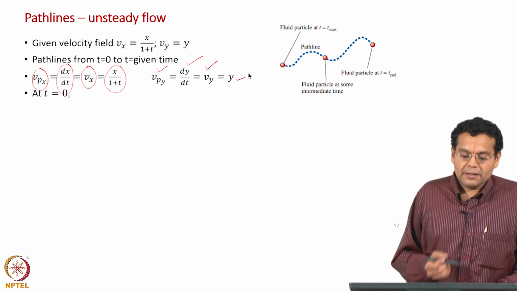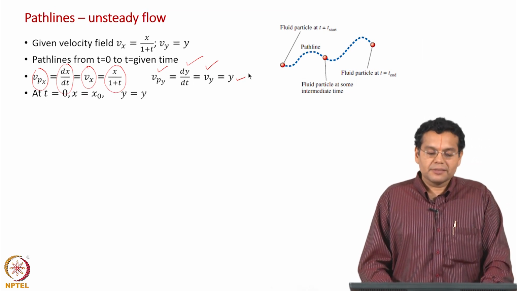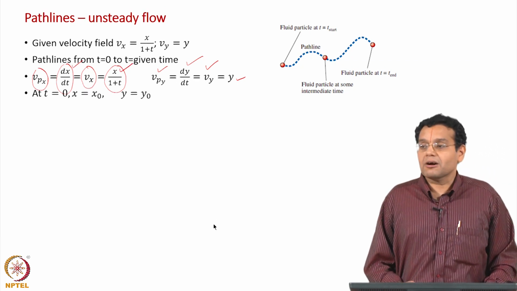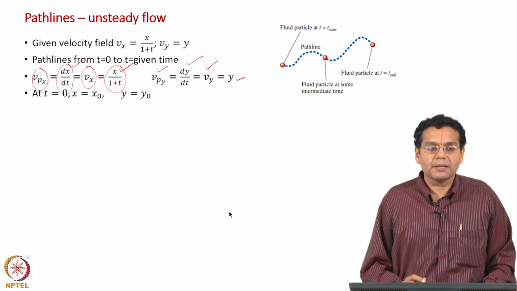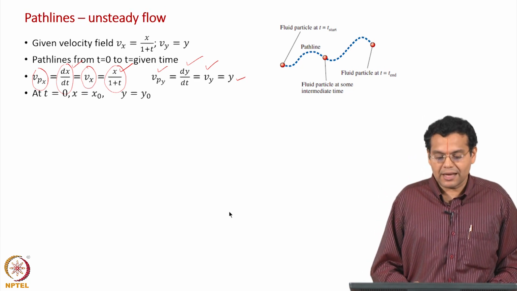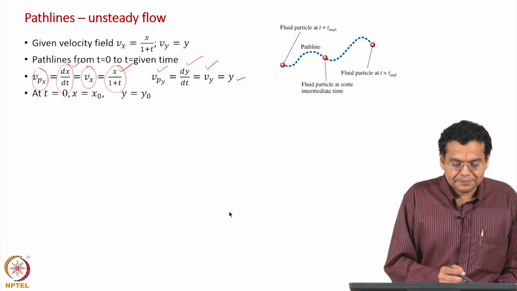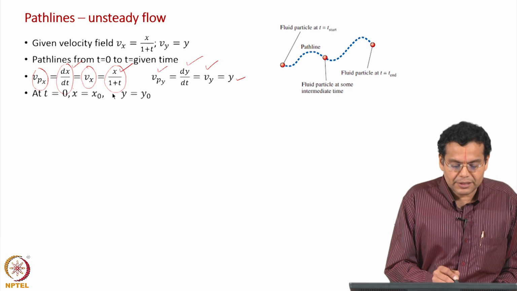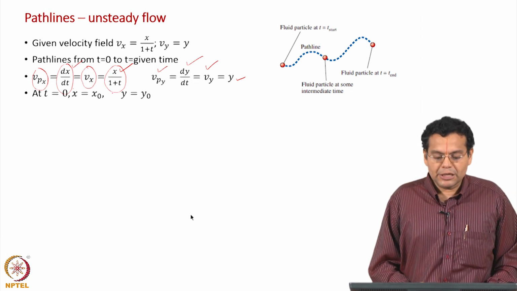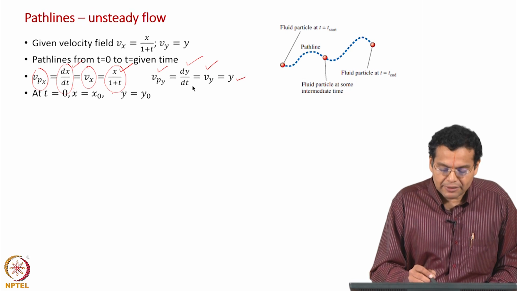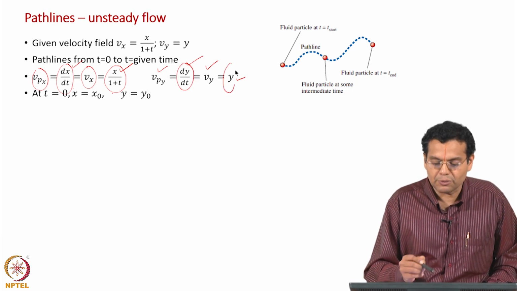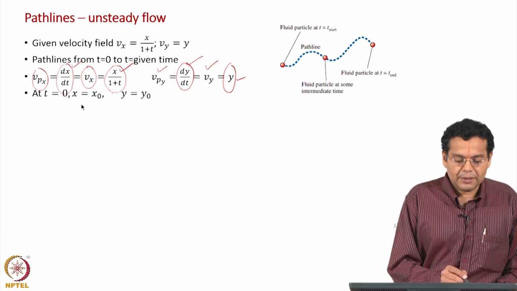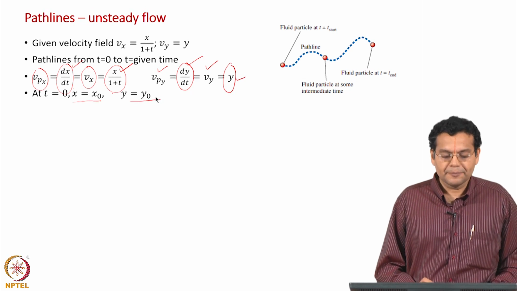Now, this step is also something we have seen earlier. I have a differential equation, no longer is t a constant, remember t varies along the path line. So, we cannot take it as a constant as we have done for streamline, and t is the independent variable. So, I have to integrate this equation dx by dt is equal to x by 1 plus t. I have to integrate this equation dy by dt is equal to y. We need initial conditions. So, at t equal to 0 the particle is at a point x naught, y naught.